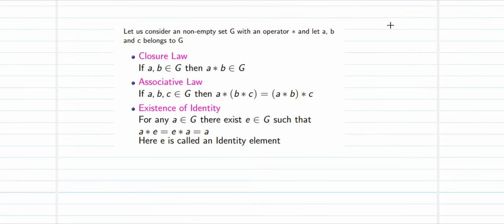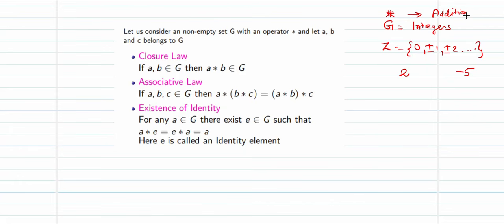Suppose I am considering G to be the non-empty set of integers. What do we mean by integers? It is the set Z that consists of 0, plus or minus 1, plus or minus 2, and so on. I pick two elements A and B from here, say I take 2 and I take minus 5. Now I keep this to be the non-empty set and let the operation star, the binary operation, be the action of addition.